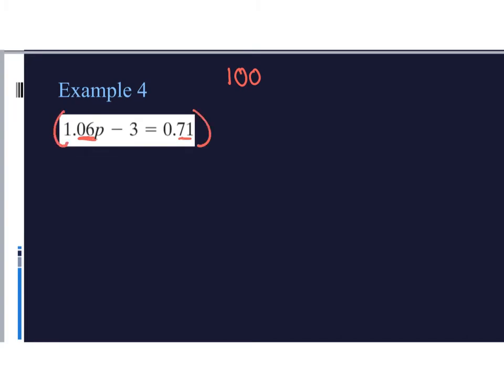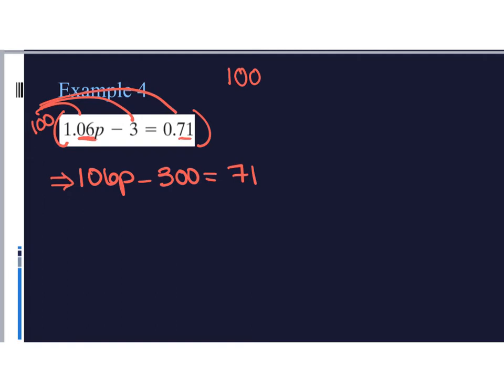Now, if I multiply everything in this problem by 100, meaning I'm going to distribute, I will clear out my decimals. So what I end up with, if I go 100 times 1.06p, I end up with 106p minus 100 times 3 is 300. And then I have 100 times 0.71, which will give me 71. So now I have no decimals to deal with, and I can just go ahead and simplify like I normally would. So I'm going to start out by adding 300 because I need to get that 106p piece by itself.